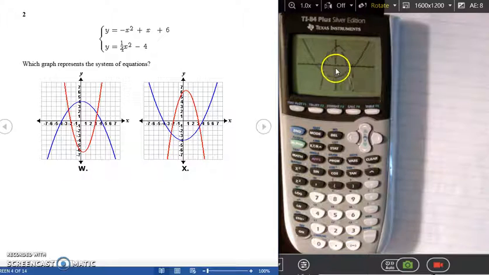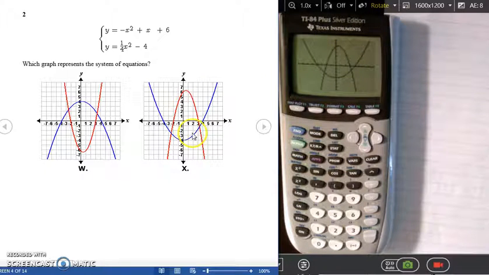Okay, so this first parabola, if I count, because each of these tick marks is 1, that's what the scale means in the window. So I have 1, 2, 3, 4. It crosses the y-axis at negative 4. And then if I count up, the upside down parabola here crosses the y-axis at 1, 2, 3, 4, 5, 6-ish. So I look here, and negative 4 and 6, that's not where the parabolas are crossing the y-axis, so it can't be W. On X, negative 4 and 6, that is where they're crossing.